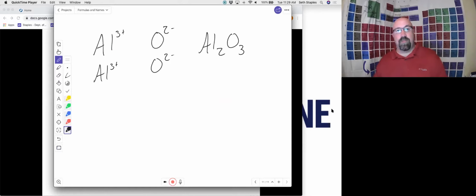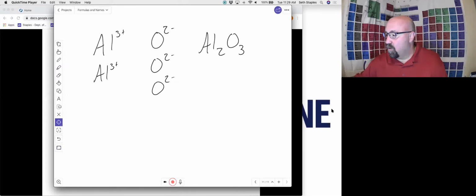Each aluminum comes with a 3+. Now we have more pluses than we have minuses. We're going to need another set of minus charges. There's our 2 minus. So now we have a total of 6 pluses and a total of 6 minuses. And we did that by having 2 aluminums and 3 oxygens.